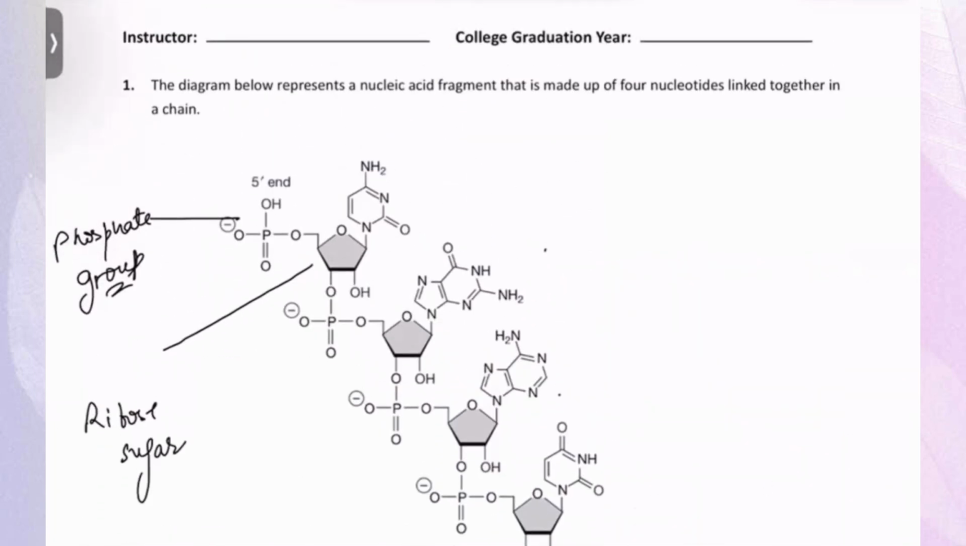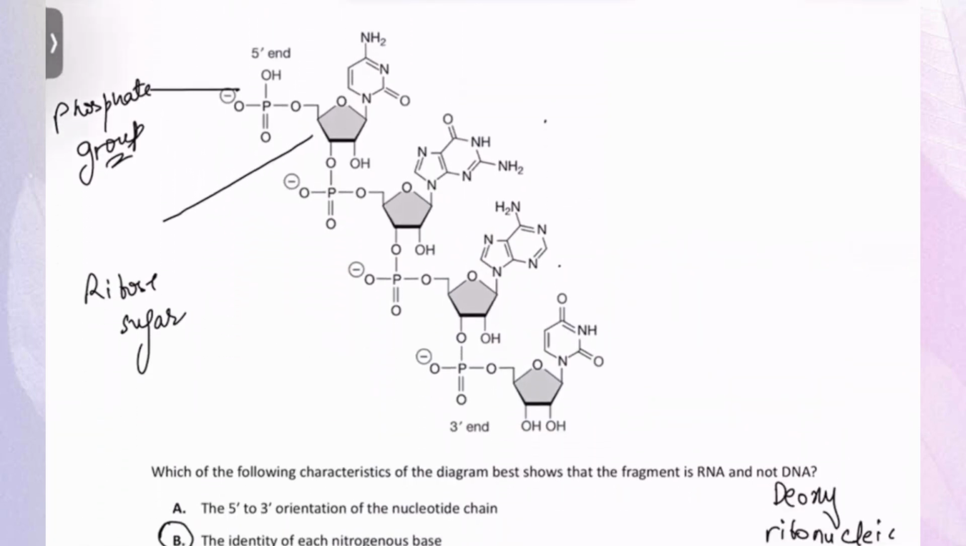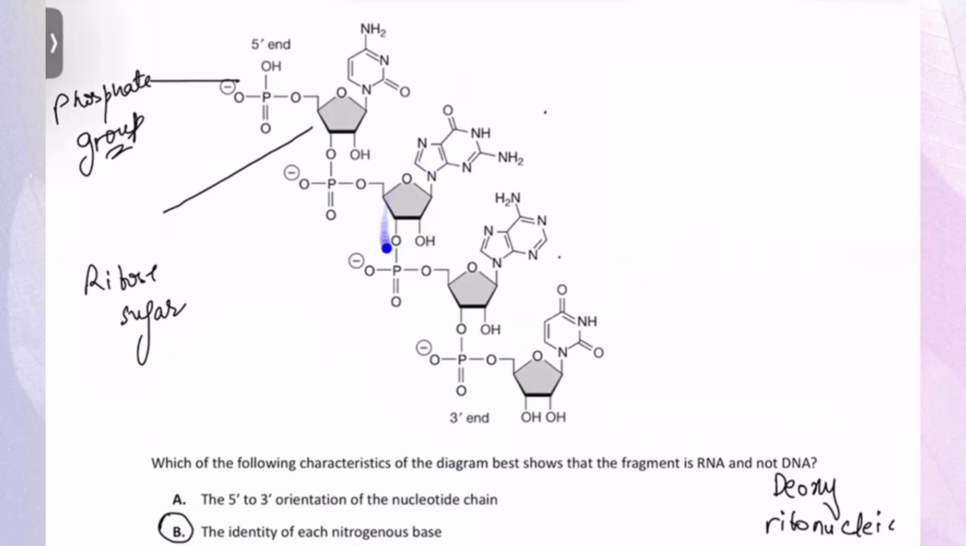What differs is that RNA has a ribose sugar. As you can see here, it's a ribose sugar, whereas DNA has a 2' deoxyribose sugar. So this is the 2' position. At this position, if you have just H, then this is a deoxyribose sugar, that means DNA.